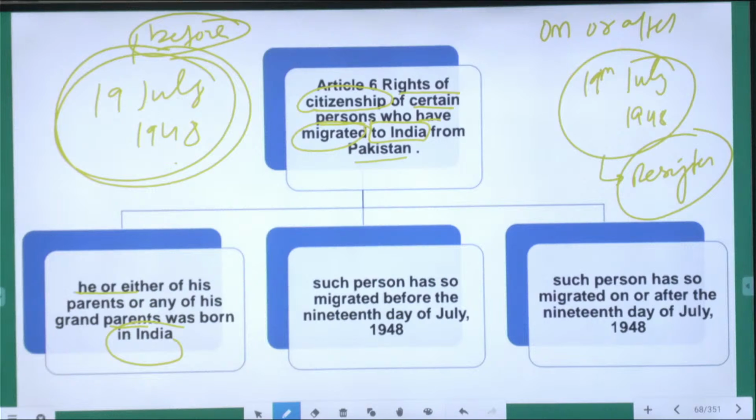If he enters India before 19 July 1948, he will be considered a citizen of India automatically. But if he comes to India on 19 July, on the same date, or after that date, first he has to register, and then he can be granted citizenship. He or she.